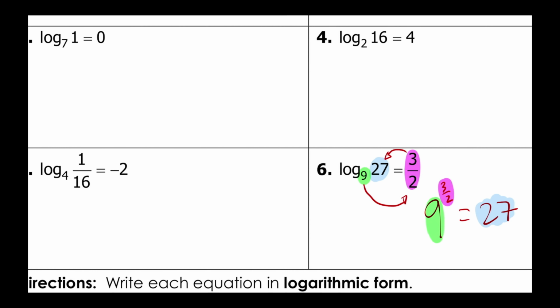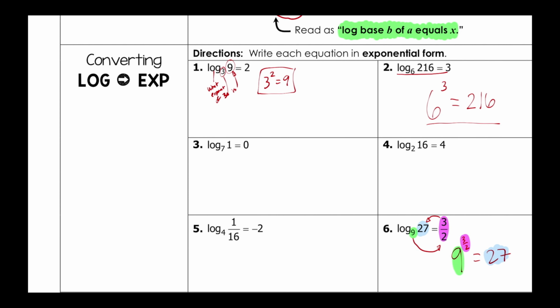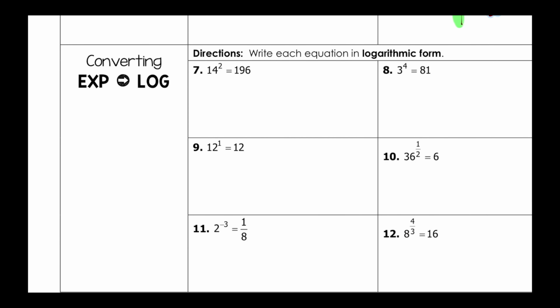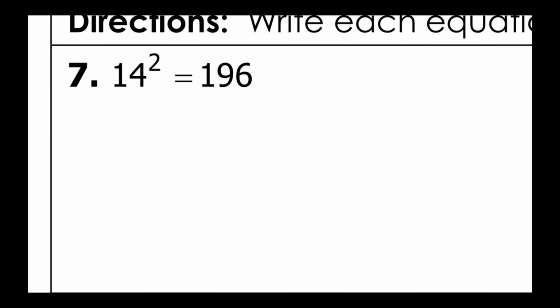All right, so now that you can drive forward, going from logarithms to exponentials, let's see if you can go backwards. What if I give you an exponential? Can you write it as a log, like this one? So I'm going to give you a minute. Here's 14 squared equals 196. Write it as a log. Give you 30 seconds.